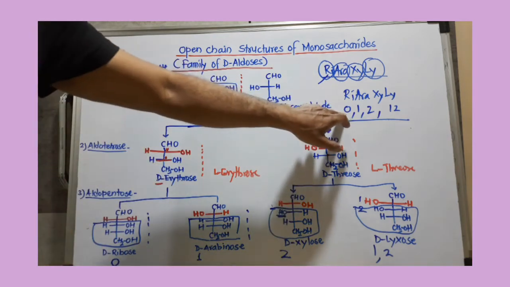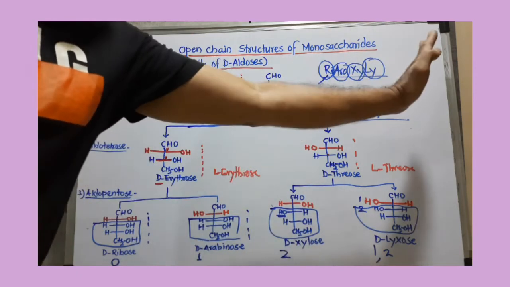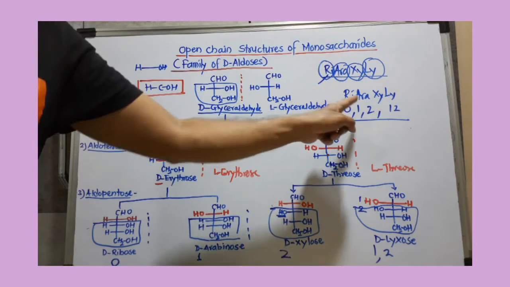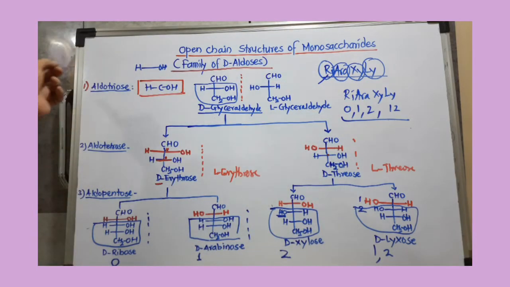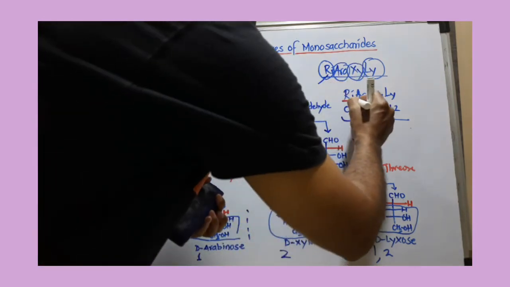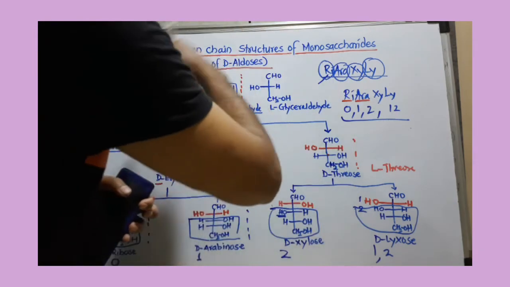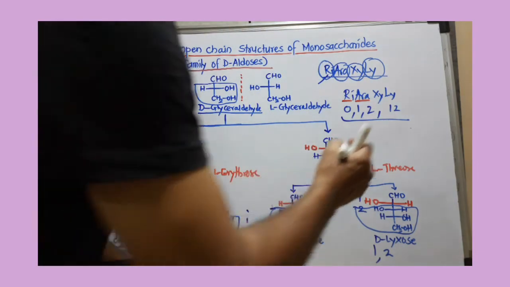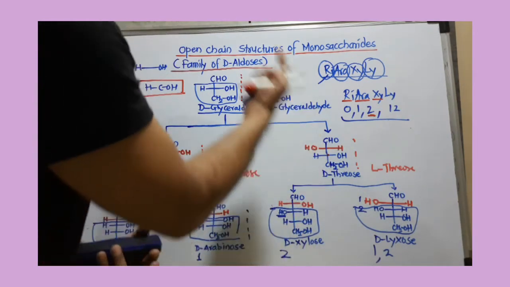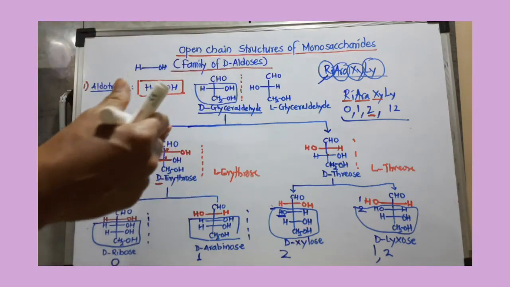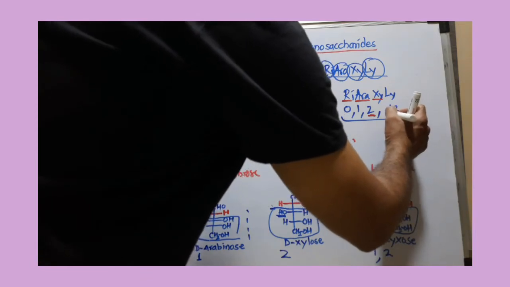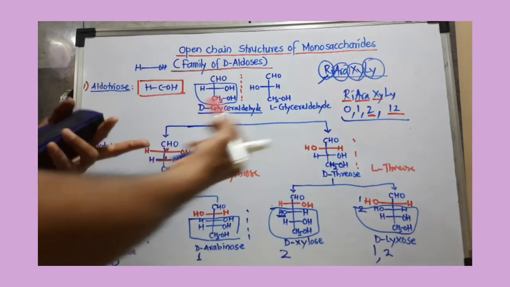For example, 0 means what? For ribose, all hydroxyl groups are toward the right hand side. 1 means what? The first hydroxyl group is toward the left hand side. That means for arabinose, I underline this, the first hydroxyl group is toward the left hand side. Now for xylose, the second hydroxyl group is toward the left hand side, and all remaining hydroxyl groups toward the right hand side. And for lyxose, 1 2 means the first and second hydroxyl groups are toward the left hand side.